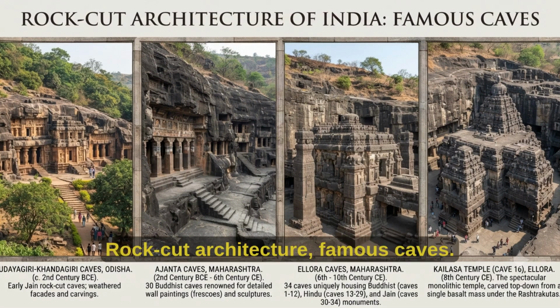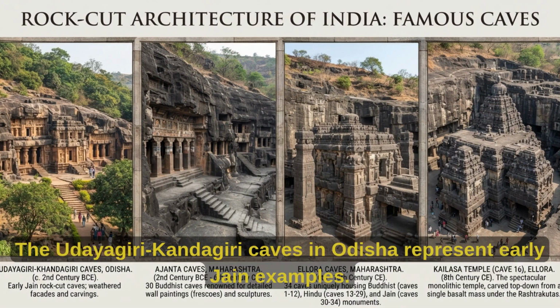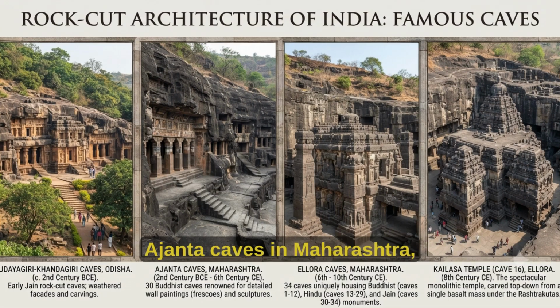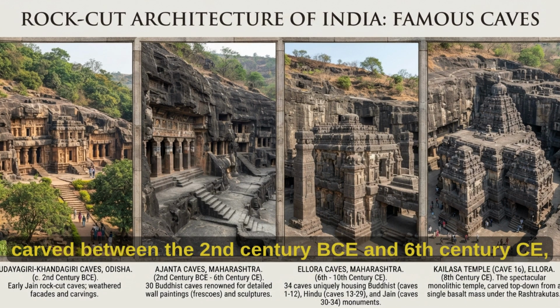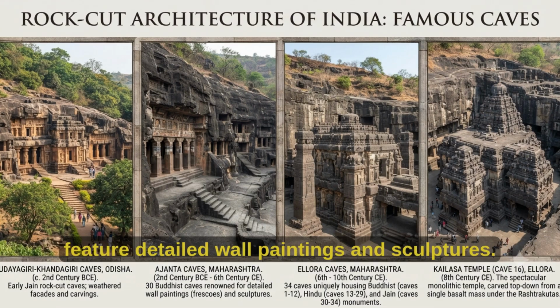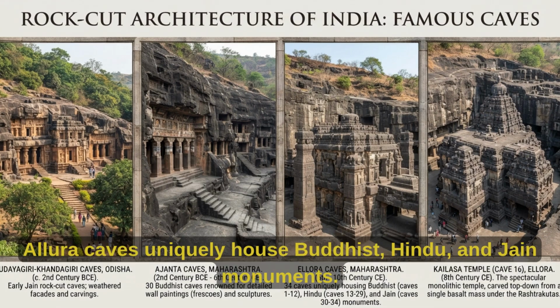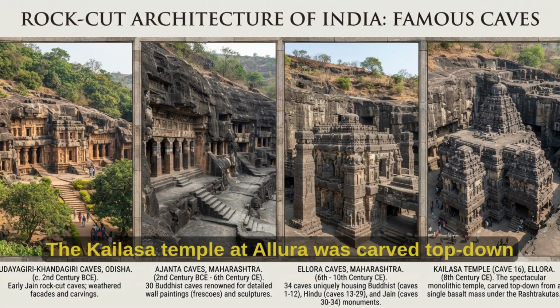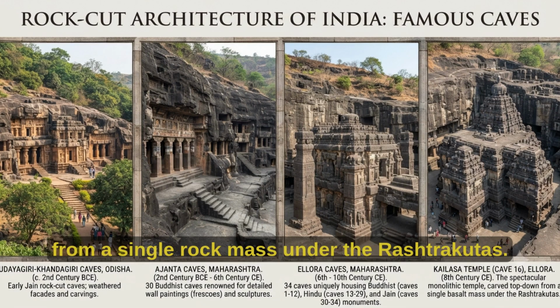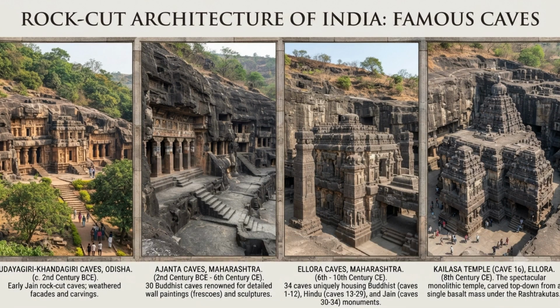Rock-cut architecture, famous caves. The Udayagiri Khandagiri caves in Odisha represent early Jain examples. Ajanta caves in Maharashtra, carved between the 2nd century BCE and 6th century CE, feature detailed wall paintings and sculptures. Ellora caves uniquely house Buddhist, Hindu, and Jain monuments. The Kailasa temple at Ellora was carved top-down from a single rock mass under the Rashtrakutas.